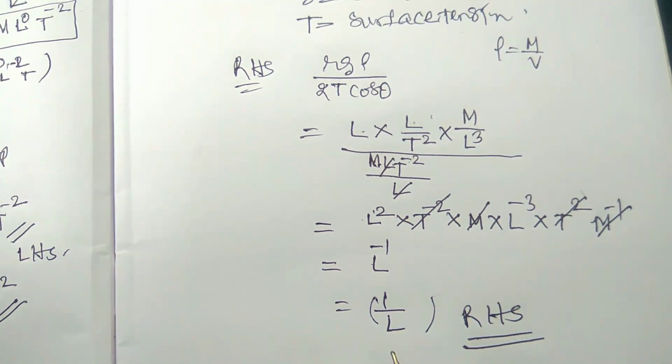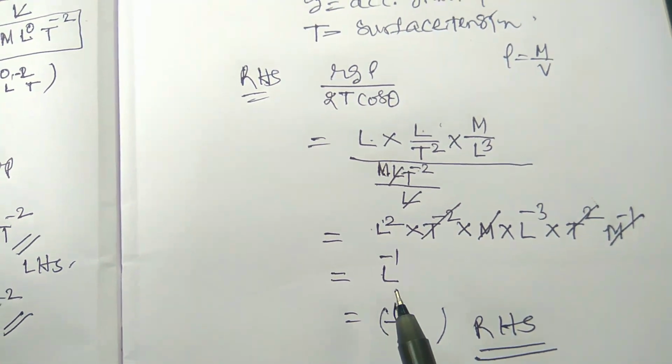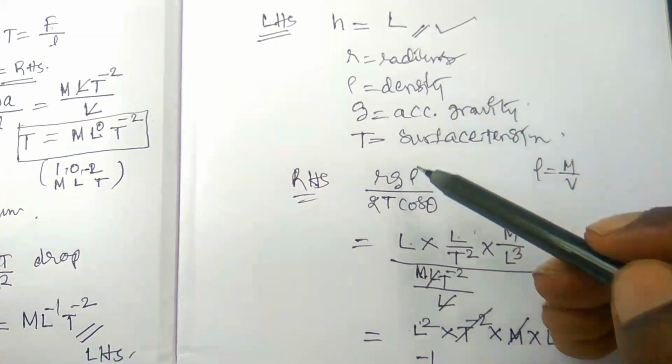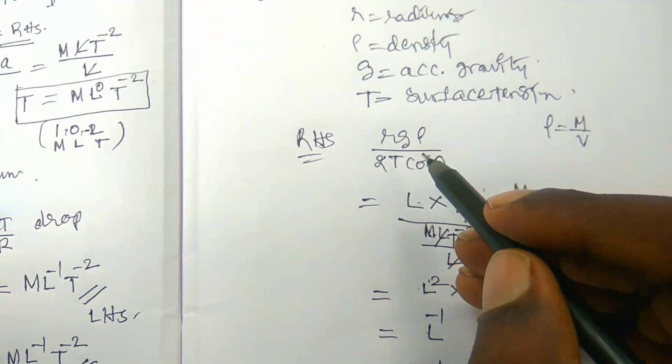So how can you correct it? So this can be reciprocal. So this is L and this is 1 by L. So then what can we do?